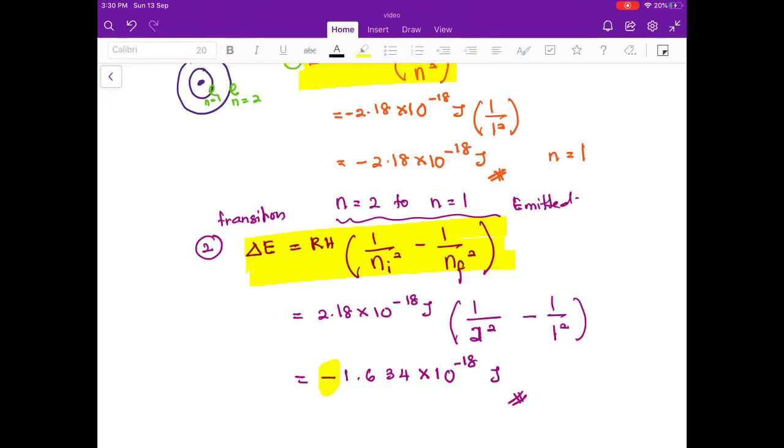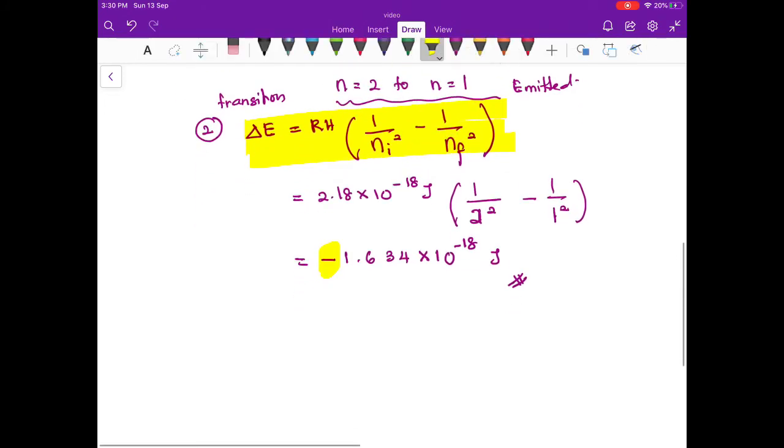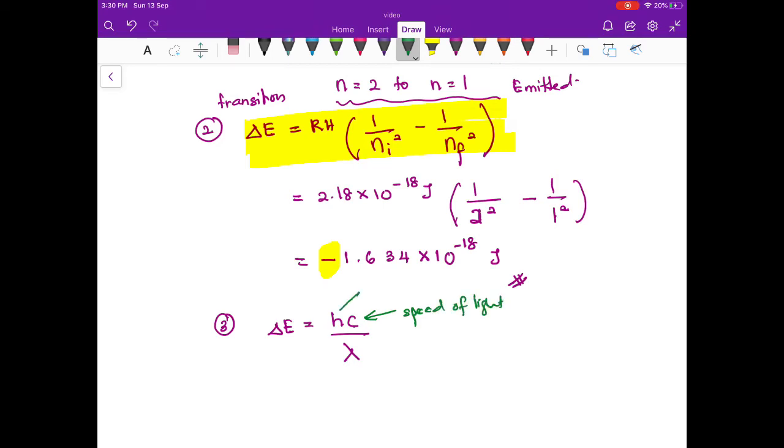Then we will look at the third formula that involves energy, where delta E is equal to hc over lambda. C is our speed of light. H is the Planck constant. It is already given in the question. And lambda is the wavelength.